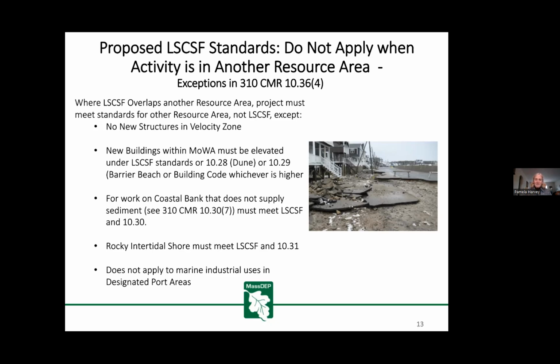And then there are some circumstances where an applicant would have to meet both land subject to coastal storm flowage and another regulatory requirement. There's a specific provision for coastal bank where it doesn't supply sediment. You can take a look at that. And then also rocky intertidal shores. And then finally, the land subject to coastal storm flowage regulations don't apply to marine industrial uses in designated port areas. Okay, next slide.